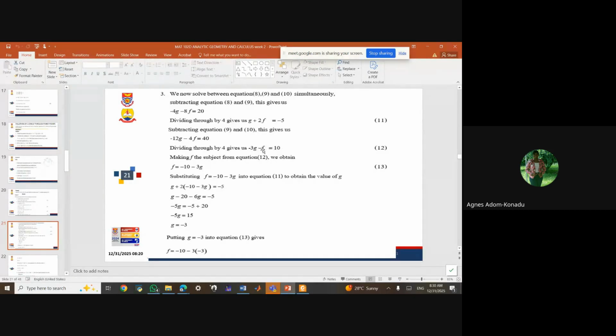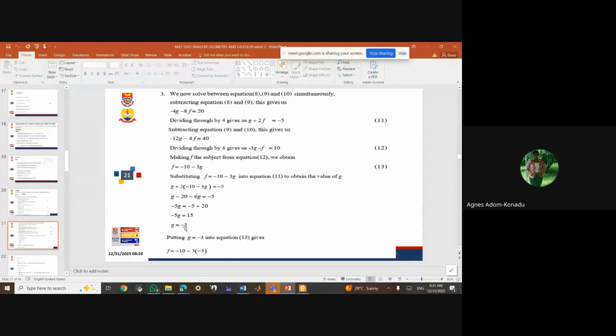Then we can make F the subject. When we make F the subject, we're going to get minus 10 minus 3J. Then in place of F in equation 11, this is equation 11, I will substitute this. When I substitute, I have J plus 2 into brackets minus 3F minus 3J is equal to minus 5. Then you play around with it. When you simplify, you're going to get your J to be negative 3.